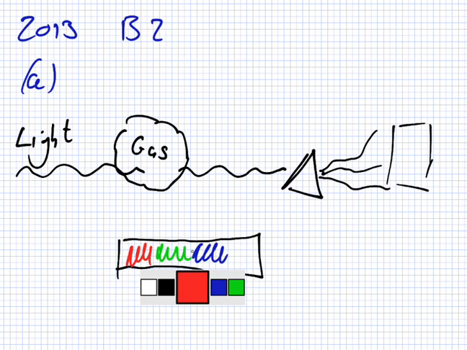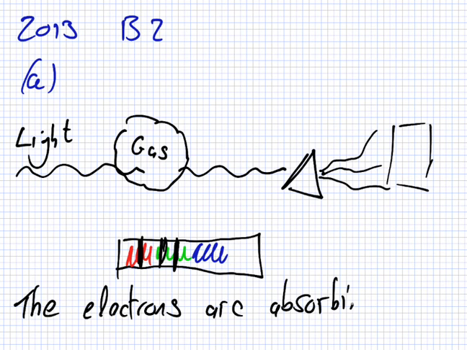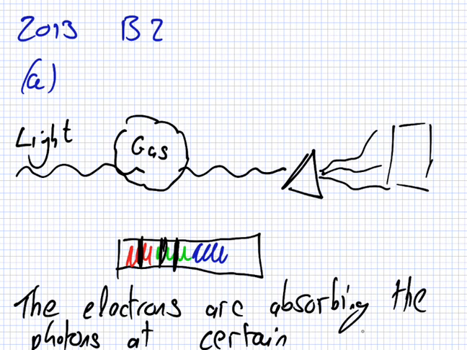But they said that some are missing. So there's like some black line here, and black line here, and a black line here. And they want to know what's causing this. The electrons are, yes, absorbing the photons at certain frequencies.